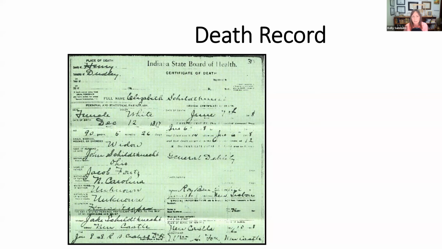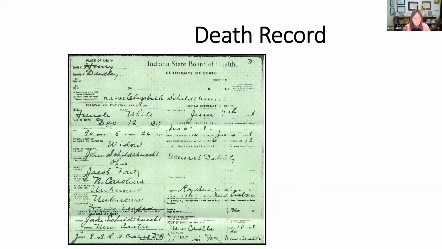Here we have a death record or death certificate. This is from the state of Indiana, and so we have this green color. This is a death certificate for Elizabeth Schultnick, who died the 7th of June, and the year is hard to see there, 19-something-8. But actually, maybe it's 1908. And it's Henry County, Dudley Township, Indiana.